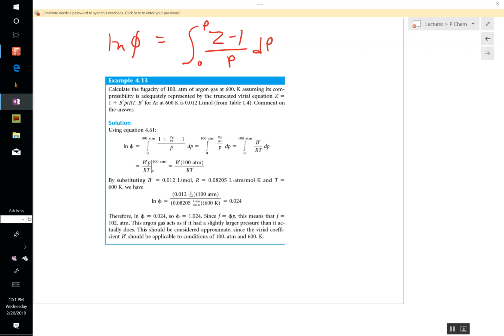Look over that example, that equation, calculating that. That's the last of chapter 4. Read the summary, chapter 4.